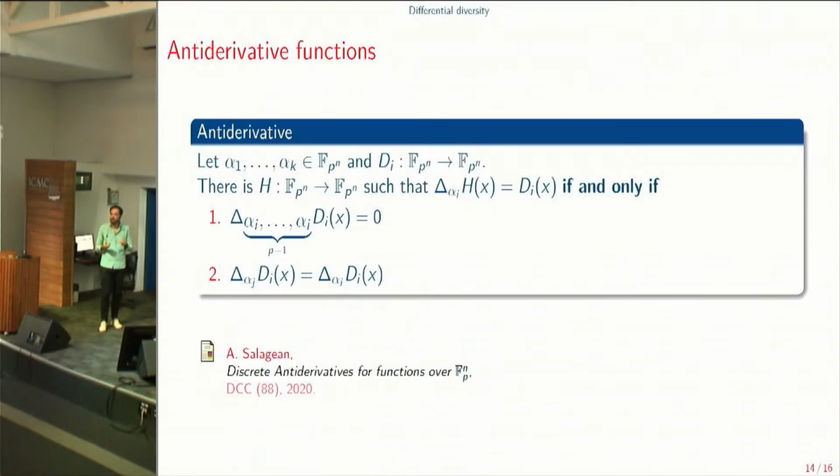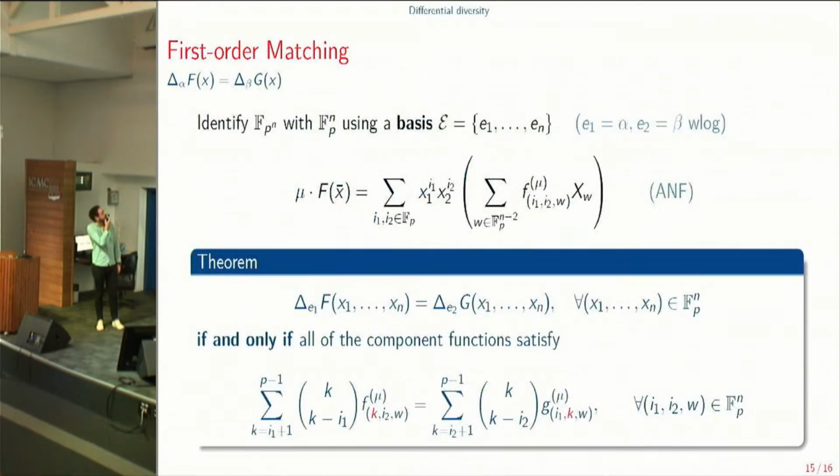What does it mean? Essentially, if you have one in a certain direction, can you construct another function and derive it in another direction so that they actually match? And so the result is, again, kind of tedious and very computational, but the idea is we're going to try to find this first order matching. So you identify the finite fields with the vector space. You take a basis in a clever way. So you take the directions so that in the basis.